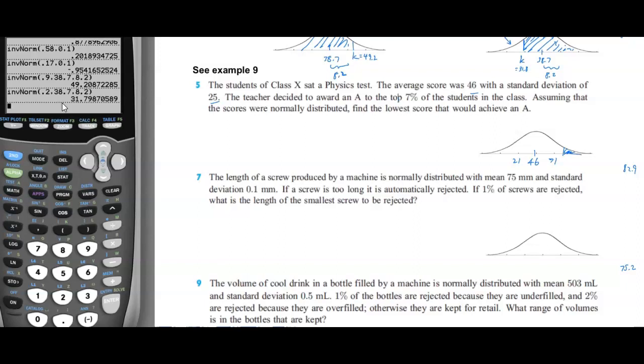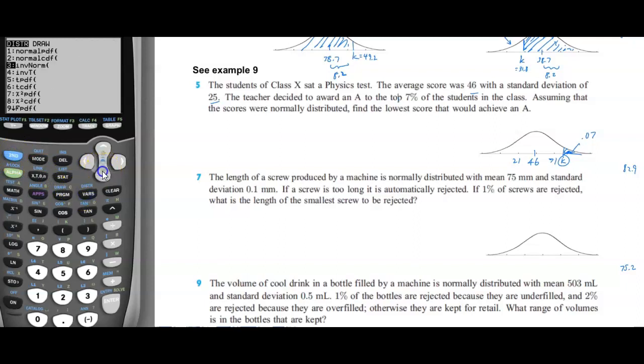So the teacher decided to award an A to the top 7%. Let's find the minimum score necessary, which would be this K value here, okay? So this area is 7%, also known as 0.07, right? So let's do second distribution. We're going to use inverse norm.